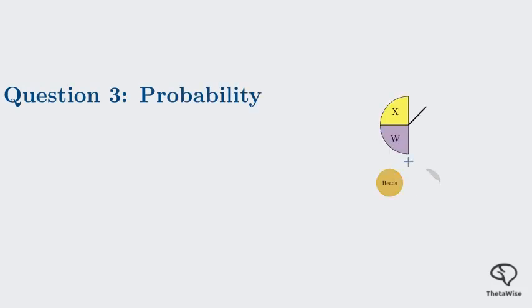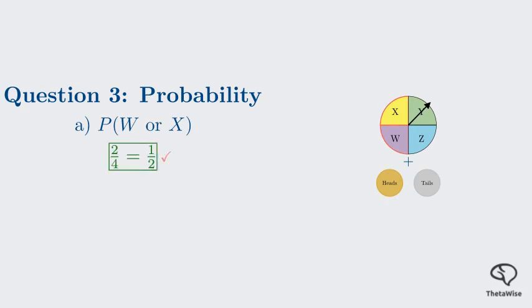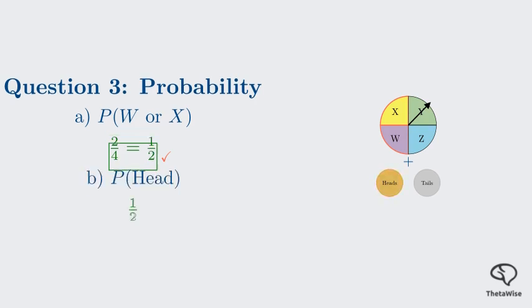Now let's look at probability. We have a fair spinner with 4 equal sections, W, X, Y, and Z, and we are tossing a fair coin at the same time. Part A. Find the probability of landing on W or X. Since there are 4 equal sections, and 2 of them are W or X, the probability is 2 out of 4. Part B. Find the probability of getting a head. A fair coin has 2 sides, heads and tails. The chance of getting a head is simply 1 out of 2.